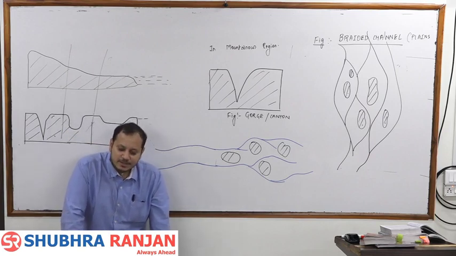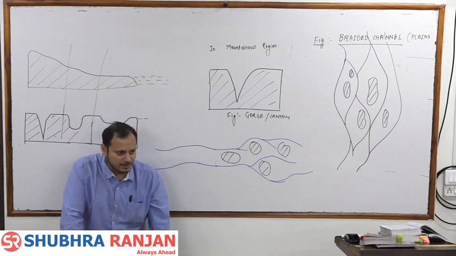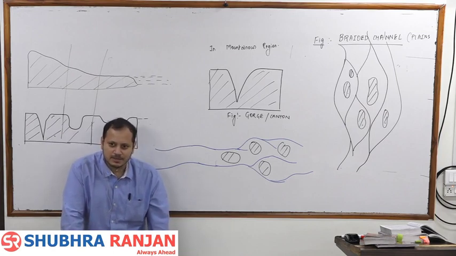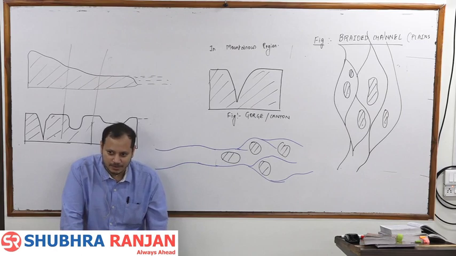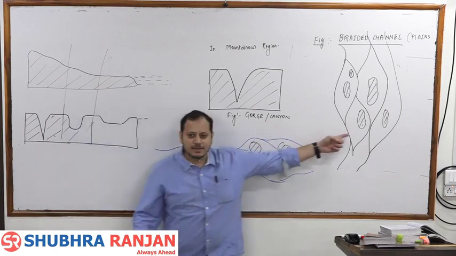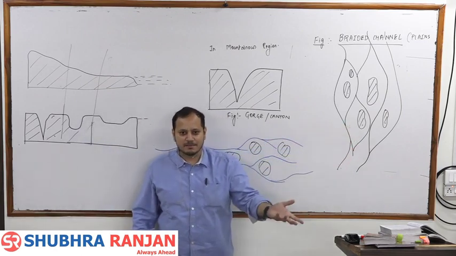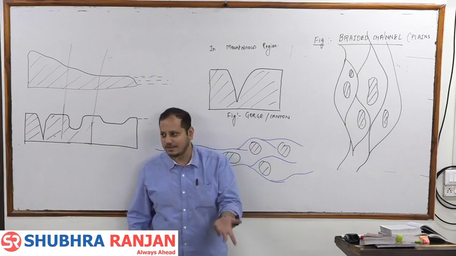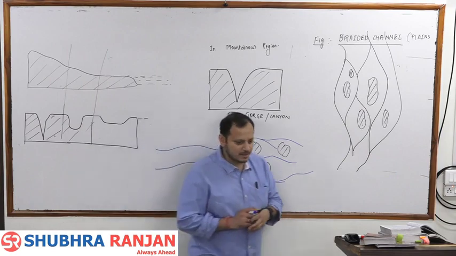And you study this in GS. Example: Brahmaputra has the largest riverine islands in the world. Now, these are nothing but islands; everywhere else there is water. Example, Majuli Island. This is an example of a braided channel.